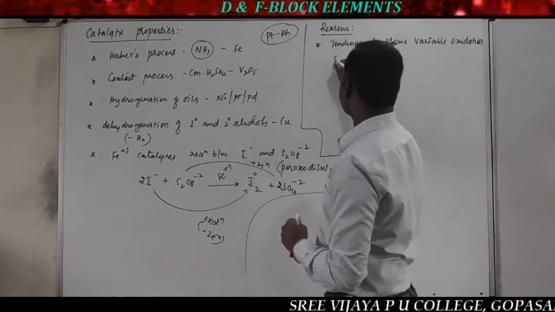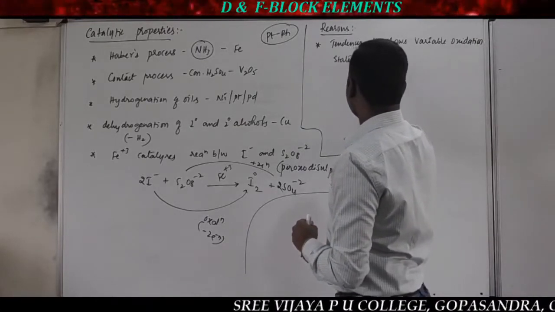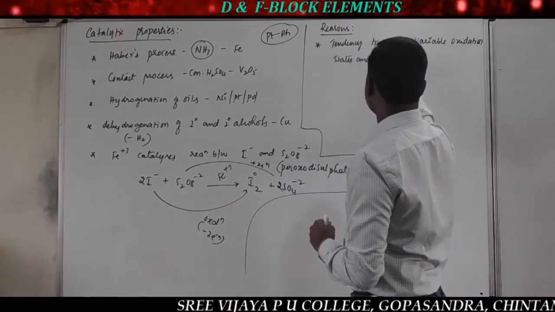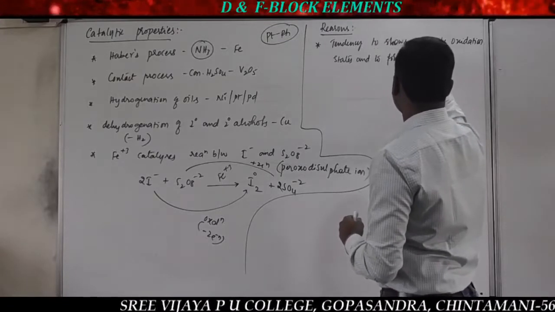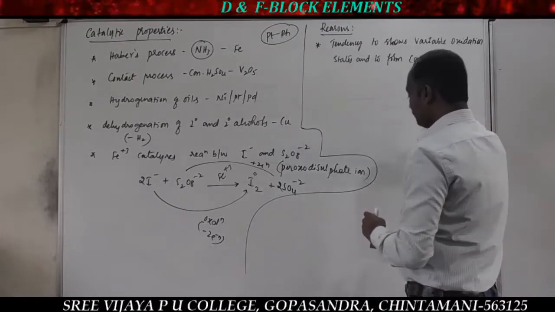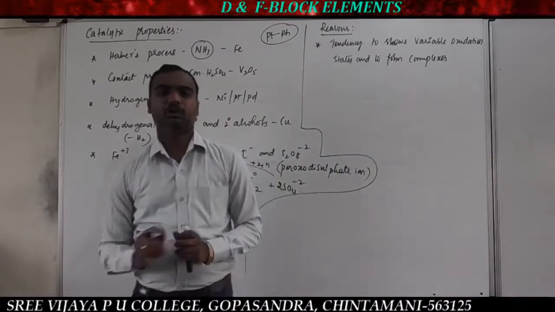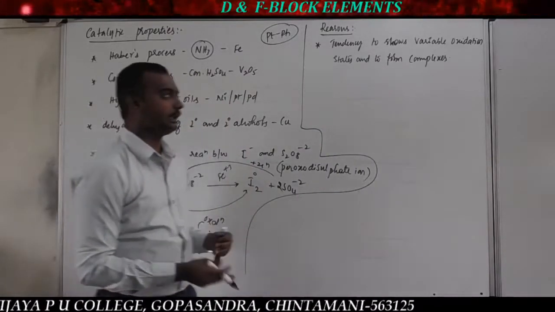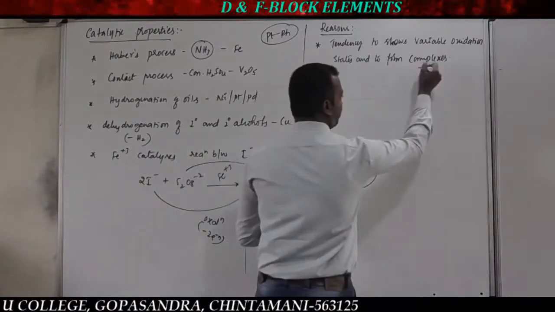Variable oxidation state and to form complex. What is the meaning of complexes? That is the coordination compounds. Next chapter we will talk. So d-block elements are usually complex-forming.